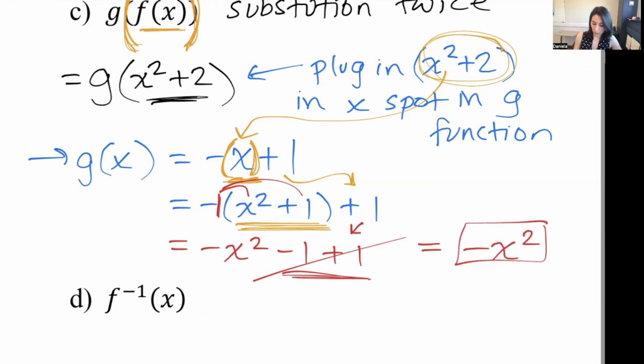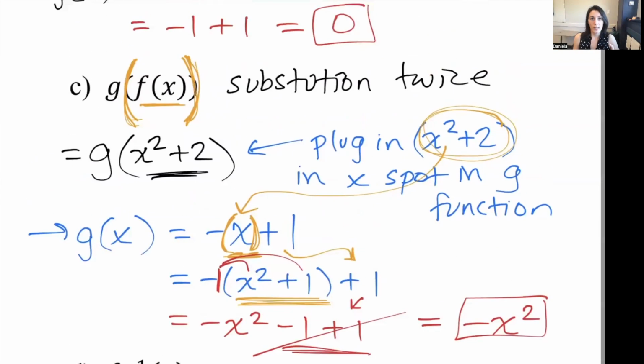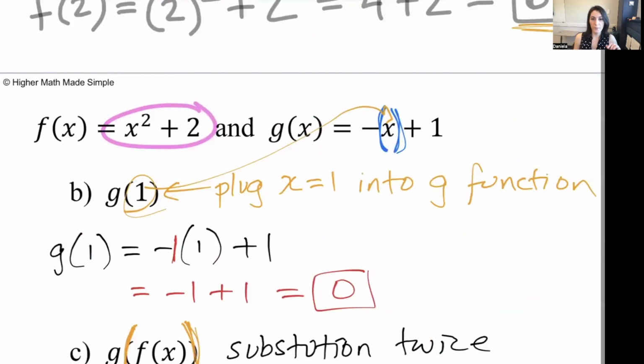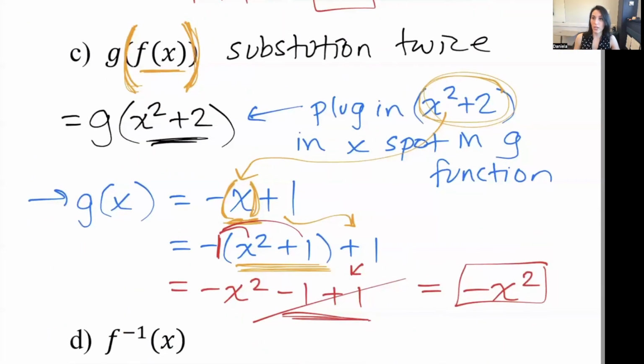So I just want to note here, like let's say when we looked at part B, notice when you plug in a number, your answer is a number. When you plug in an expression, your answer is going to be an expression. So if you plug in something with x's, your answer has x's in it. If you plug in a number, your answer is just a number. So it makes sense that our final answer does have x's in it. You did it totally correct.